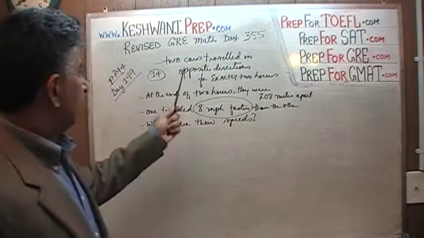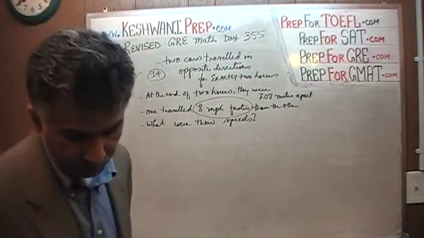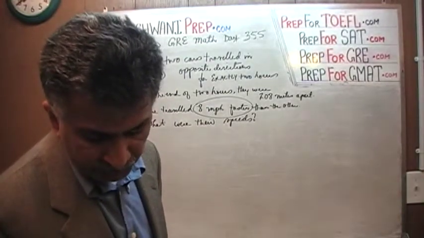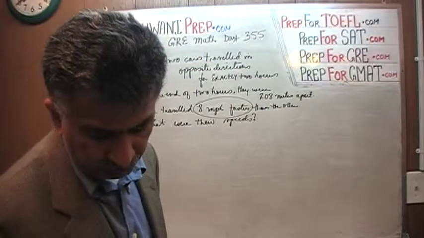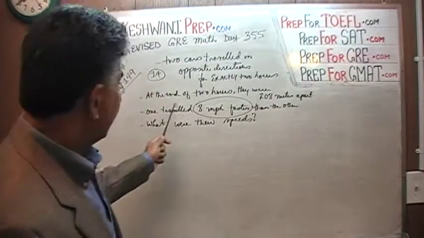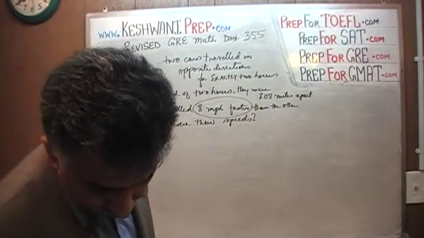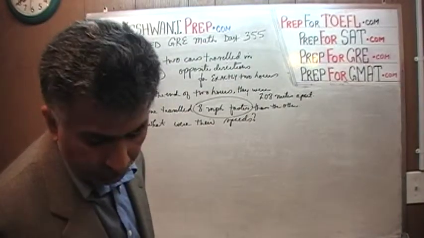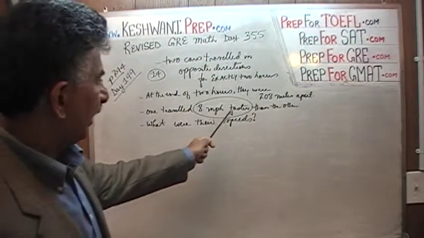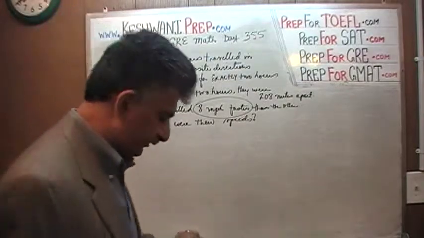We are told that we have two cars that are traveling in opposite directions for exactly 2 hours. It says two cars started from the same point and traveled on a straight line course in the opposite direction for exactly 2 hours, at which point they were 208 miles apart. We were also told that one traveled 8 miles per hour faster than the other. The question simply is, what were their respective speeds? So let's get going, shall we?